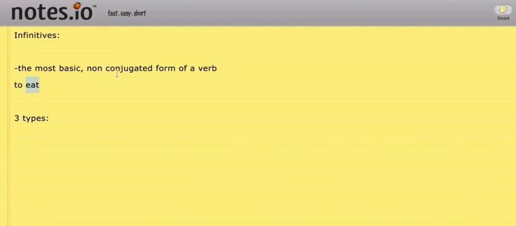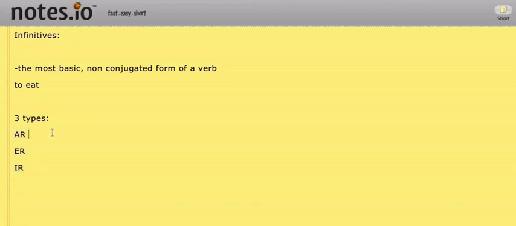And so when we say the most basic non-conjugated form of a verb in Spanish, basically what we're saying is that we have not changed the verb to demonstrate who is doing the action or the tense that it's happening in. We are just showing the action itself. So what that looks like is any verb that still ends in its AR, its ER, or its IR. So every infinitive, or every base form of a verb with just the action itself, will end in one of these three in Spanish. And there is no exception to that rule.